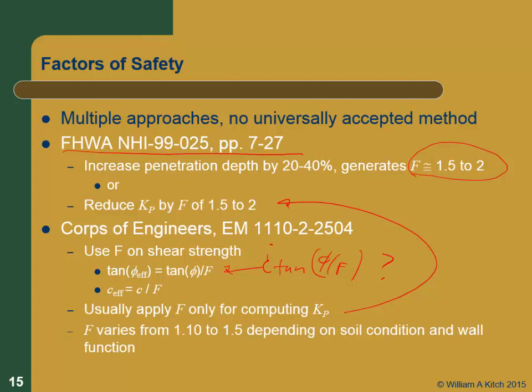And they give some guidance on how to select factors of safety, and they recommend factors of safety of 1.1 to 1.5, depending on what your soil conditions are and also what your wall function is. So one of the nice things about the Corps of Engineers manual is they give you some guidance about selecting factors of safety based on function. And you can find that in table 5.1 of that engineering manual.